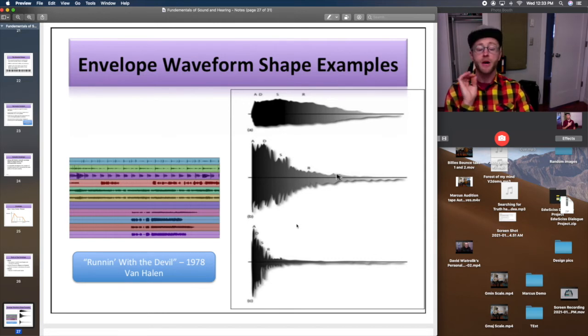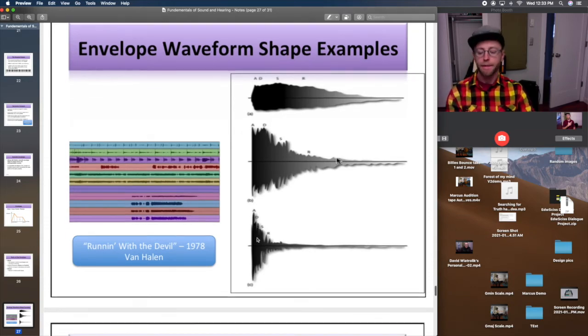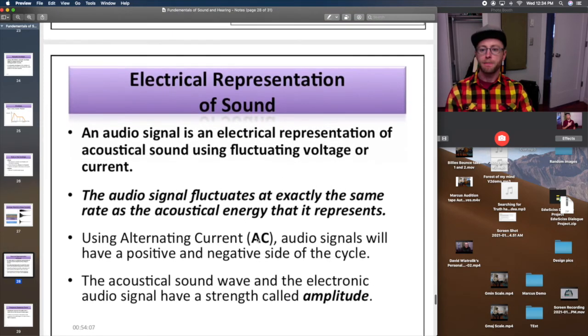Visually identifying it and the way it sounds, telling different instruments apart, as well as when you're working with synthesizers and you're creating your own sounds, you are using attack and release and decay times to shape the sound and create a synth sound that sounds like a brass instrument or a plucked string instrument. Okay? All right, cool. Electrical representation of sound.